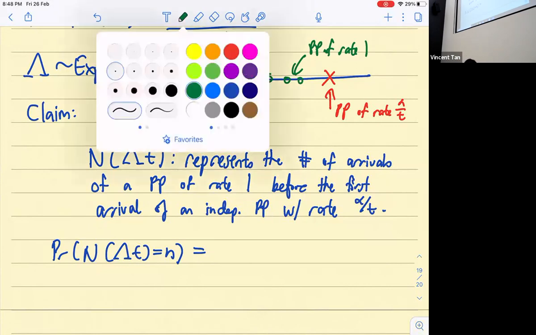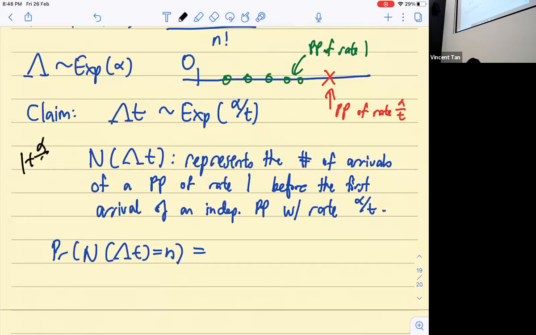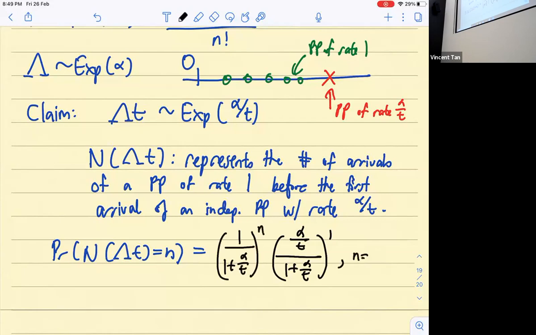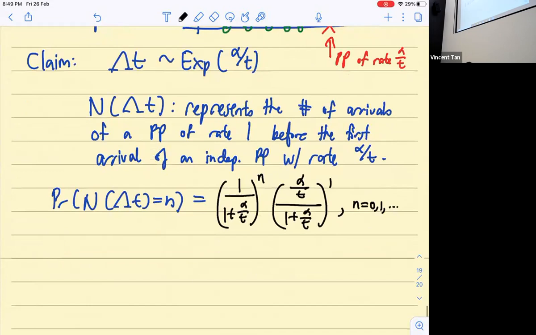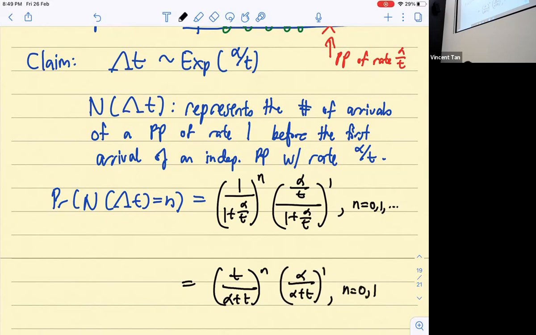Okay, so the combined process has rate 1 plus alpha over t. Right? So now what we have here is, what is the success? The success is alpha over t over 1 plus alpha over t raised to the power 1. And the number of failures we have is 1 over 1 plus alpha over t raised to the n, where n can be from 0, 1, and so on and so forth. So this becomes t over alpha plus t raised to the n, and alpha over alpha plus t raised to the power 1. n can be 0.